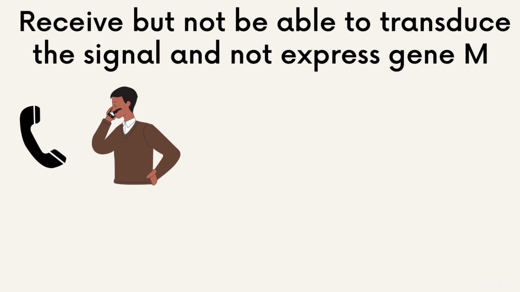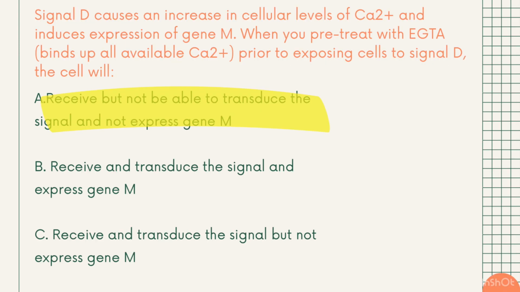However, if you tie up all the phones with a rubber band so that no one can pick them up, then no one will be able to have a conversation even if someone is trying to call. This is just like if you pre-treat the cells with EGTA. It'll tie up all the Ca2+ ions so that even if signal D comes, the cell won't be able to respond to it and pick up the signal. Therefore, the cell won't be able to express gene M. So that's why A is correct.